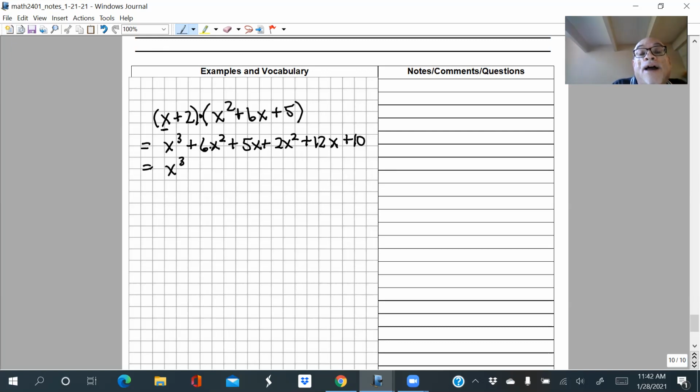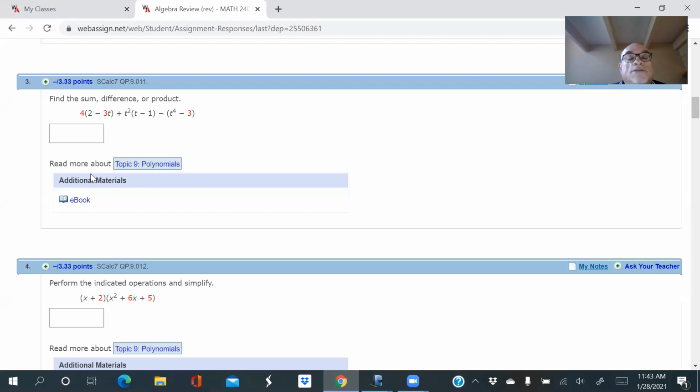But you do have 2 x squared terms, so you can add those together, and that gives you 8x squared. 6x squared plus 2x squared is 8x squared. 5x plus 12x, those are like terms, so you get 17x there. And then finally, at the end, you have this constant term 10. It's constant because it doesn't have a variable in it. But that's just by itself. There's no other constant that you can add to the 10. So there's your final answer there, and that's what you would enter as the answer.